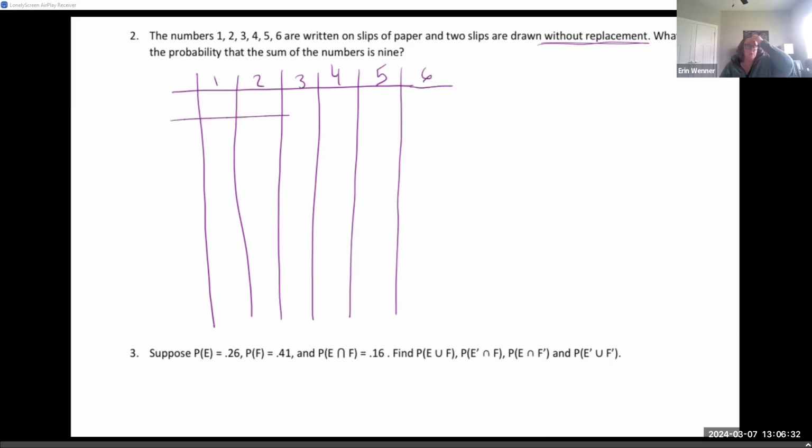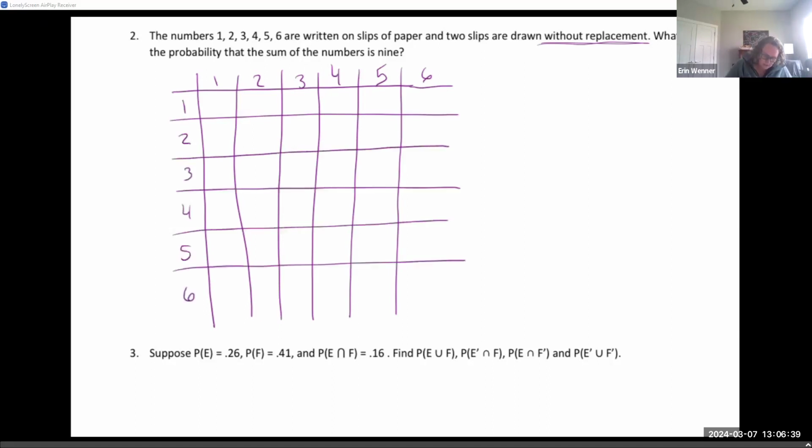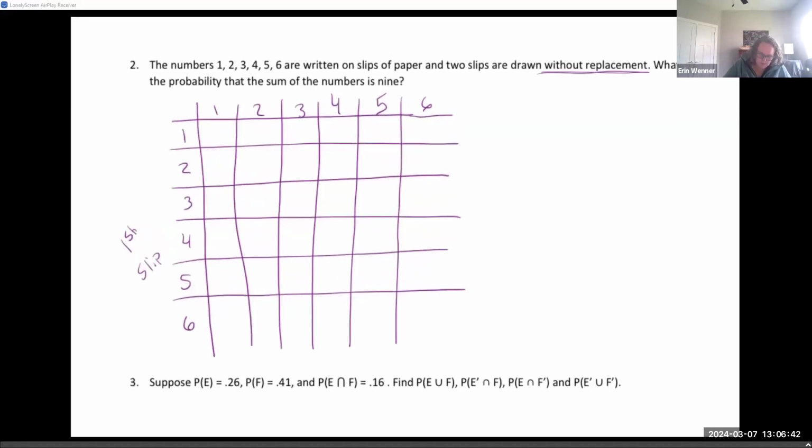Okay, so here are all of our numbers. Now, the reason why I've drawn it this way is that this is my first slip, and then along the top here is going to be my second slip of paper. I reach in, I pull one number out, I put it in my pocket, and I reach in again. Now, if you looked at the dice sample space of rolling 2 dice, there ends up being 36 outcomes. But this one's a little bit different because we're not allowing for replacement.